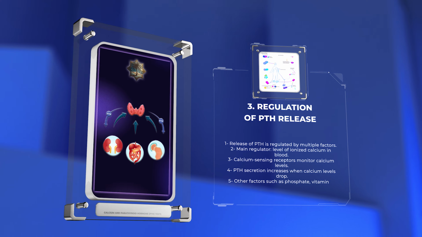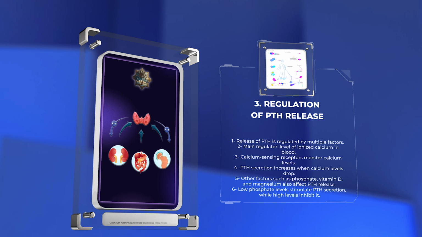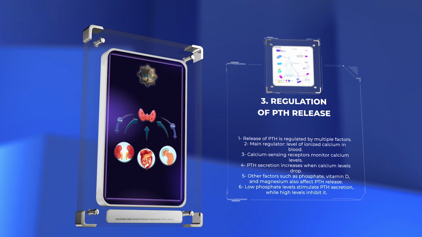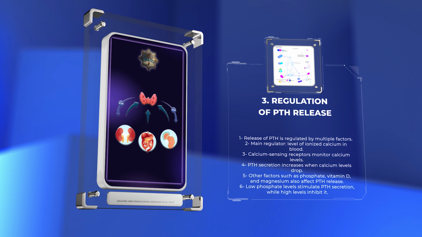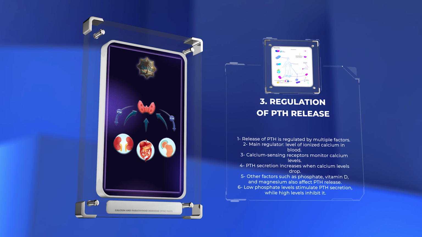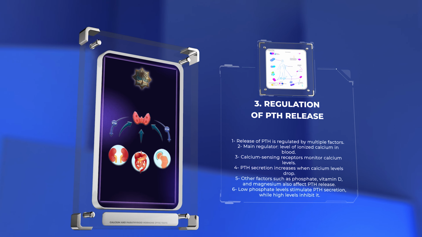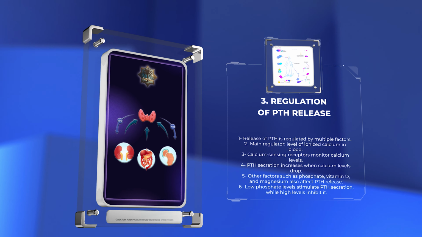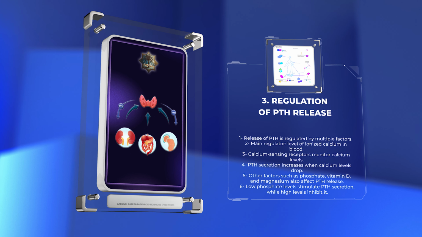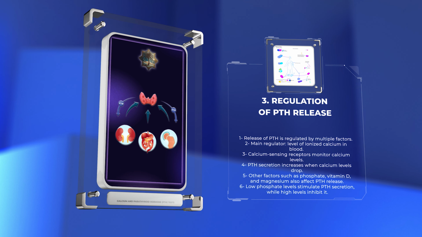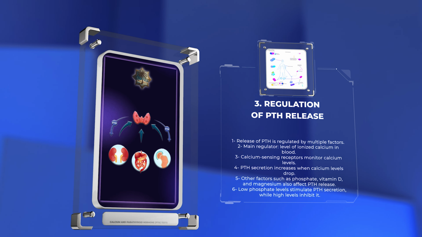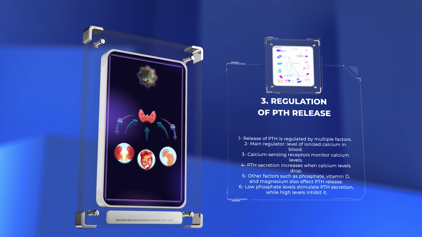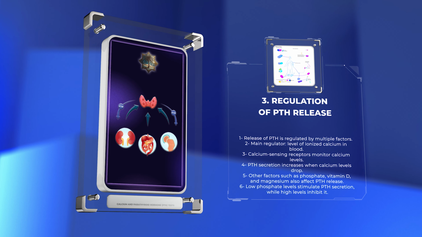The release of parathyroid hormone, PTH, is regulated by multiple factors. The main regulator is the level of ionized calcium in the blood. Calcium sensing receptors on parathyroid cells monitor calcium levels. When levels drop, PTH secretion increases. Other factors, such as phosphate, vitamin D, and magnesium, also affect PTH release. Low phosphate levels stimulate PTH secretion, while high levels inhibit it. Vitamin D works with PTH to promote its secretion. Magnesium has a complex role, with both low and high levels suppressing PTH secretion. This finely tuned regulation ensures the optimal maintenance of calcium levels in our bodies.